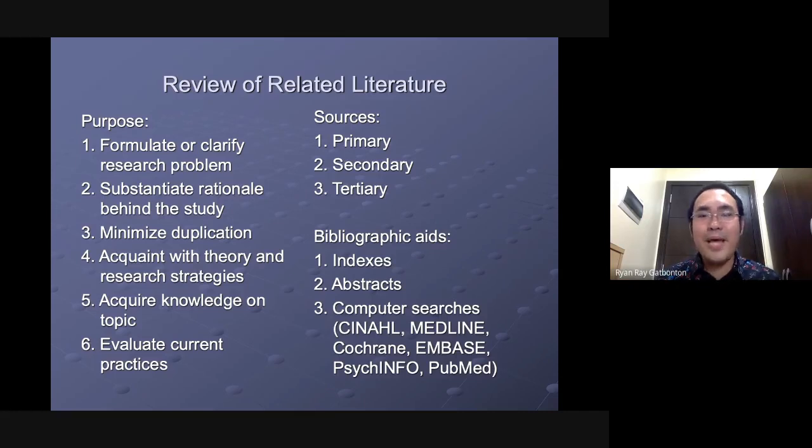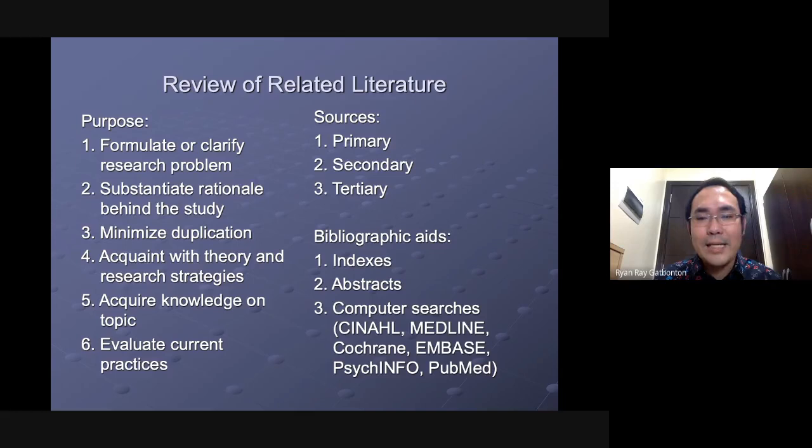Okay? When we say primary source, these are sources that are prepared by the author themselves. So for example, ako gumawa ako ng research, I write the research paper, and that paper is your reference. Okay? That thesis is your reference. Then that is a primary source. If you refer to a source that is written by the author themselves, then that's a primary source.